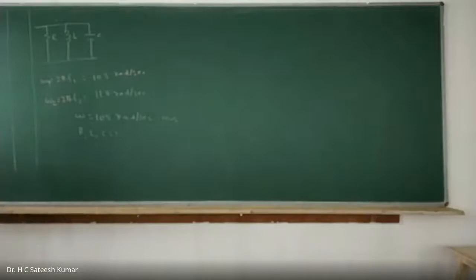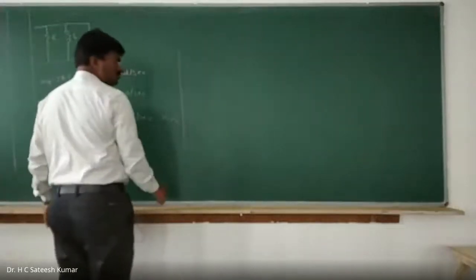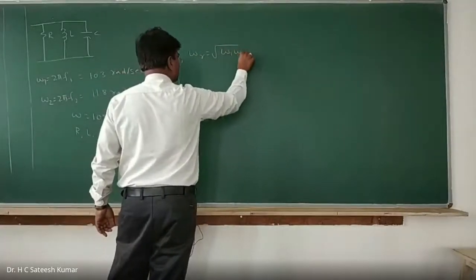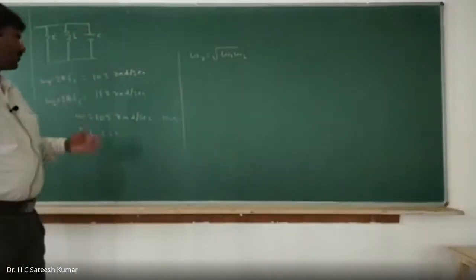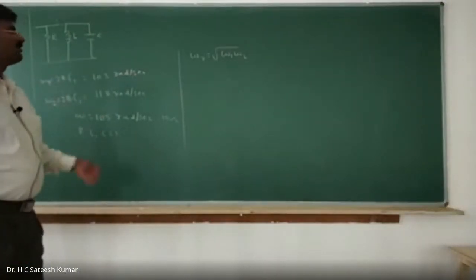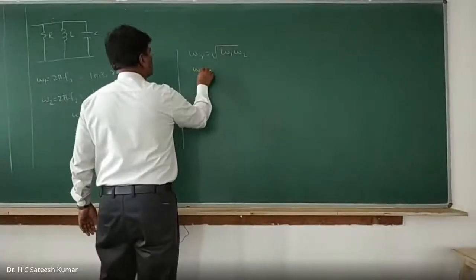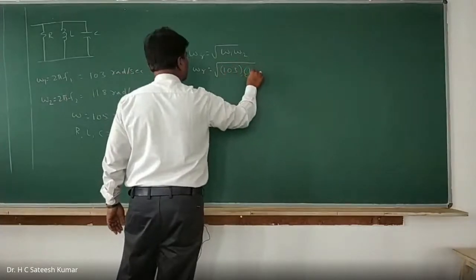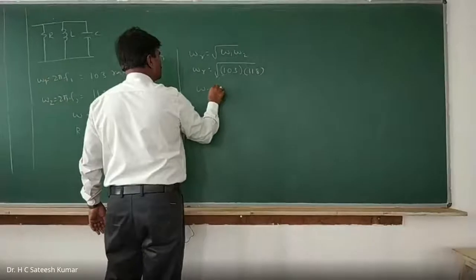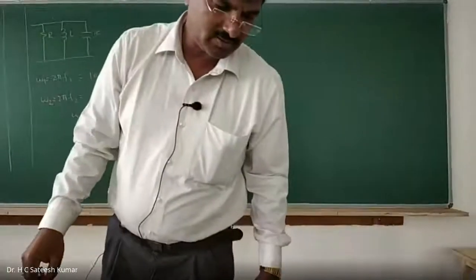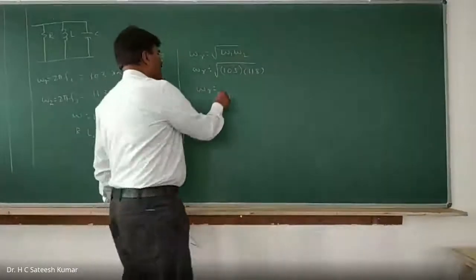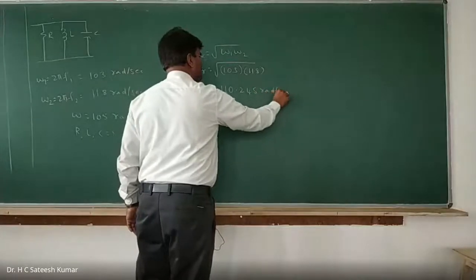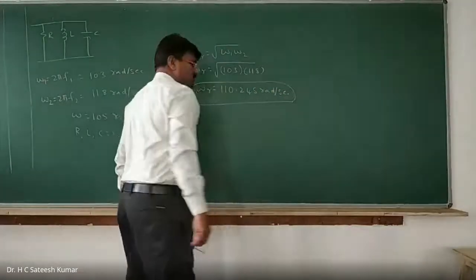Since he has given in terms of radians, and we have the relation for parallel resonance also, omega R is equal to square root of omega 1 into omega 2. This relation holds good for both series as well as parallel resonant circuits. We can find the resonant frequency omega R is equal to root of 103 into 118. The value is 110.245 radians per second. That is the resonant frequency omega R. We got it.